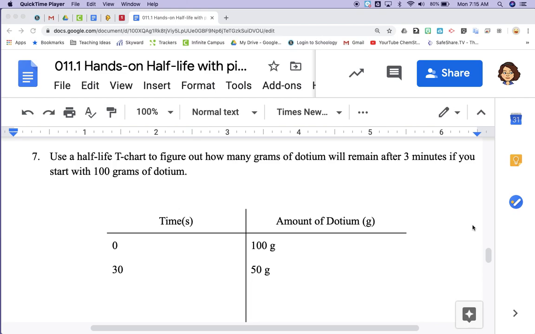For question 7, you're going to create a half-life T-chart. A half-life T-chart lists the amount of time that's gone by, coming down the left side, and the amount of radioactive isotope remaining, coming down the right side. I've populated the first 2 rows for you to get you headed in the right direction.